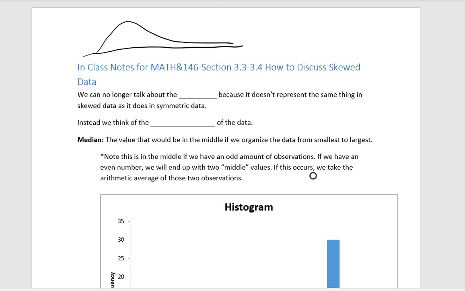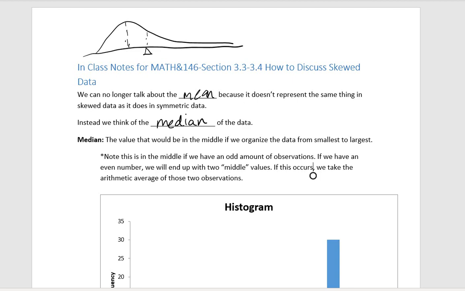So for example, this is right skewed. What happens is that our center, or most common value, would be here, but since this is right skewed, our mean would actually be over here. So what that means is that we can no longer talk about the mean because it doesn't represent the same thing in skewed data as it does in symmetric data, which would be the most common value. So instead, we are going to think about the median.